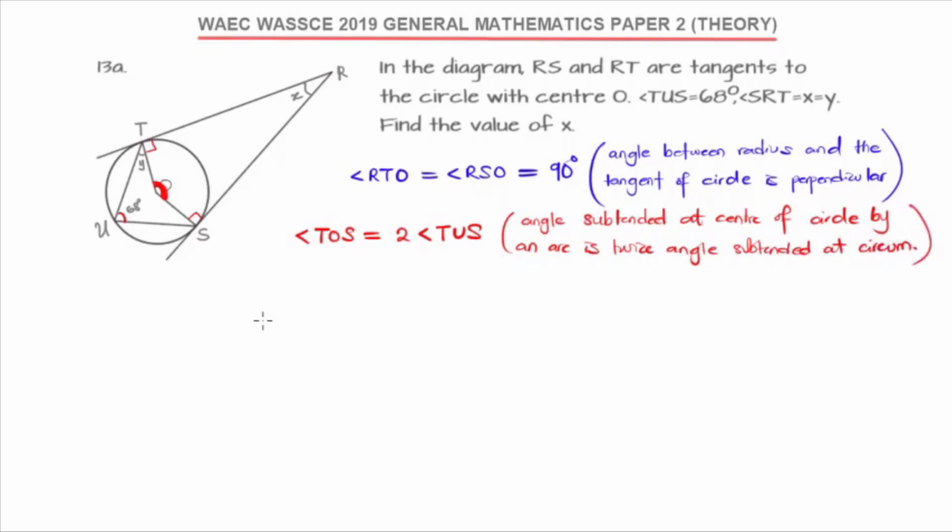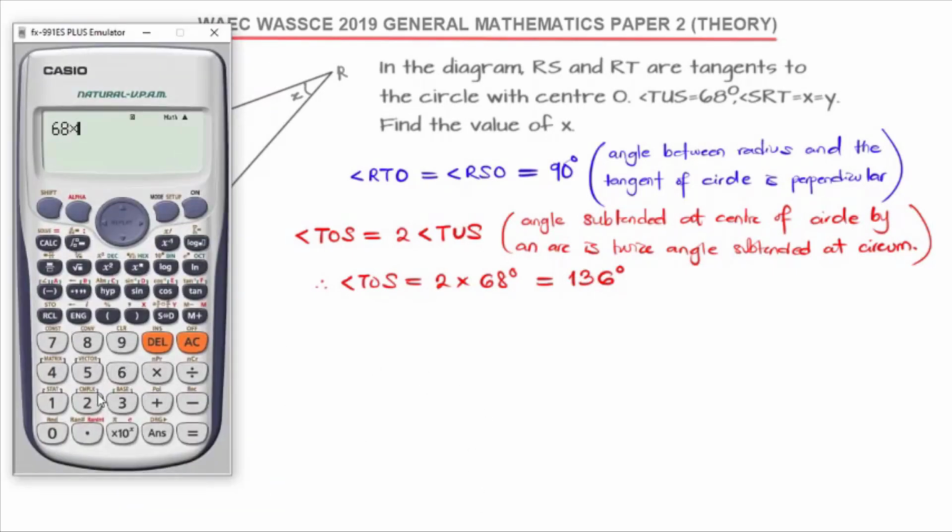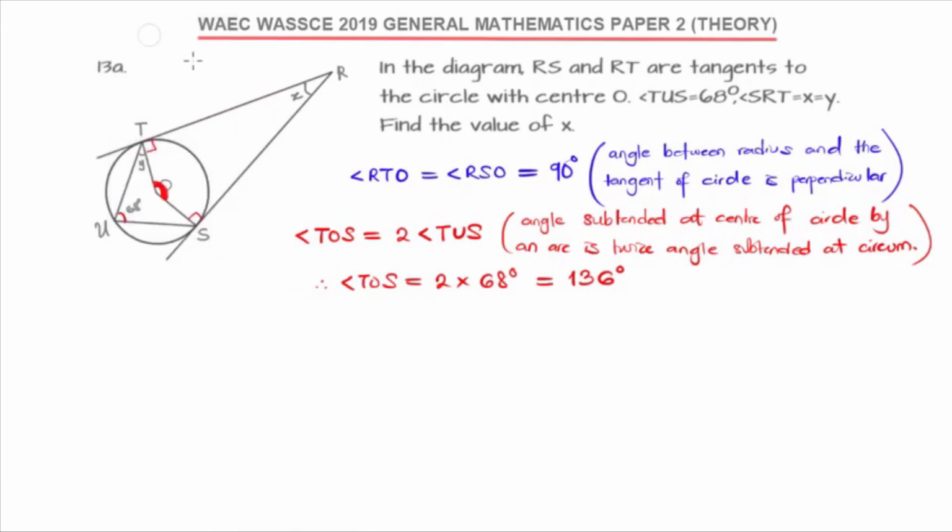We will just see that our question is easily done and solved, because here we are having a quadrilateral, a polygon with 4 sides. Okay, because if you just want to look at the fact that angle subtended at the center of the circle by an arc is twice angle subtended at circumference, we can say that angle TOS is equal to 2 times 68, 68 being the angle TUS, and that is 136.